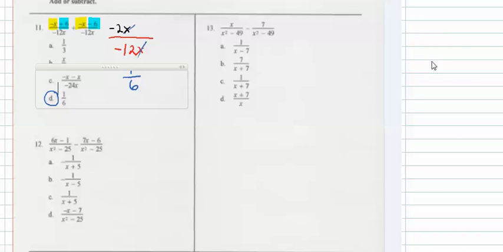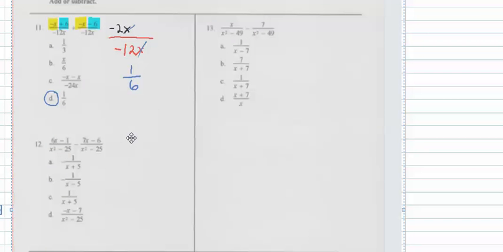Okay, I'm not sure if it was recording when I did the last problem. Let me see if I can get rid of this thing that's here.